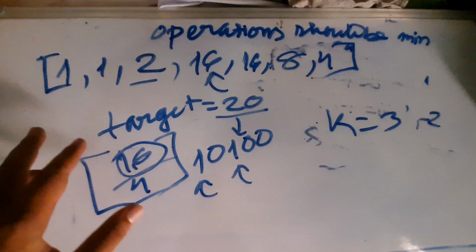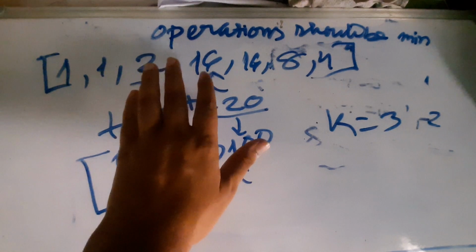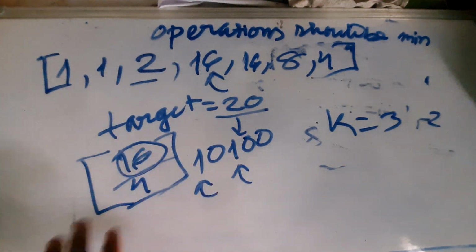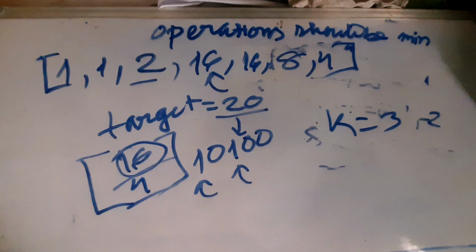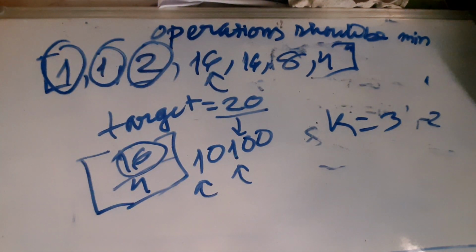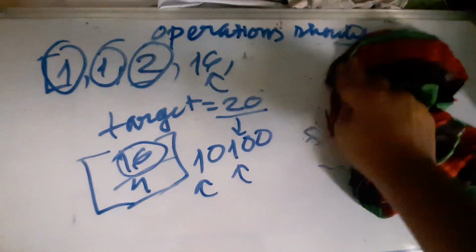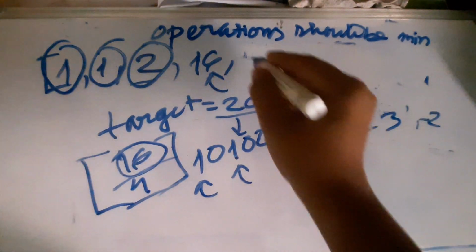So see, we need to find the subsequence that can be added to create the target, that is 20. Okay, so we need 16, and 16 is already there. But for 4, can we make the sum equal to 20 by adding 4 from anywhere else? Right, so 4 can be made by adding these 3 elements. So we can say that, okay, don't break 32. Let's just keep it as it is. We don't need to increase our operations.